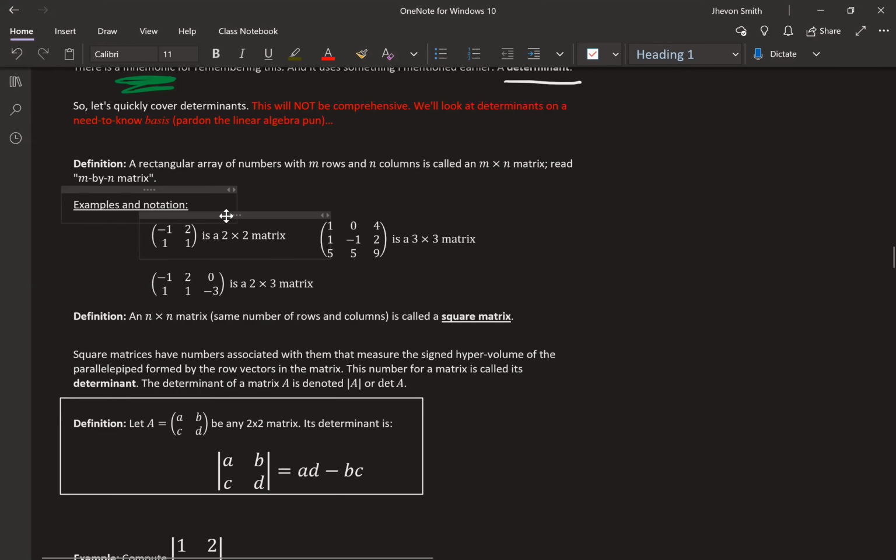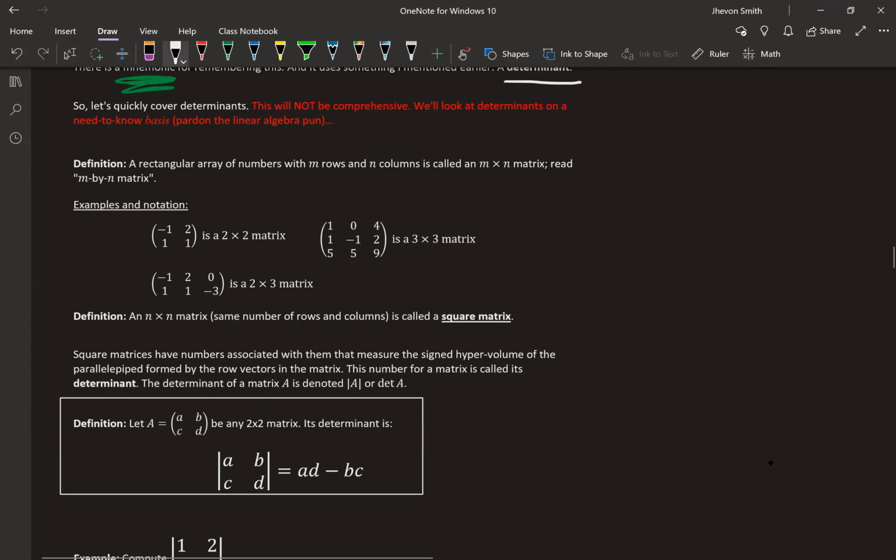It has 2 rows, 2 columns, therefore it's a 2x2. This has 3 rows, 3 columns, therefore it's a 3x3. This has 2 rows, 3 columns, therefore it's a 2x3. Each of these is called a matrix. The plural is matrices. You don't need to know that, but the plural is matrices.